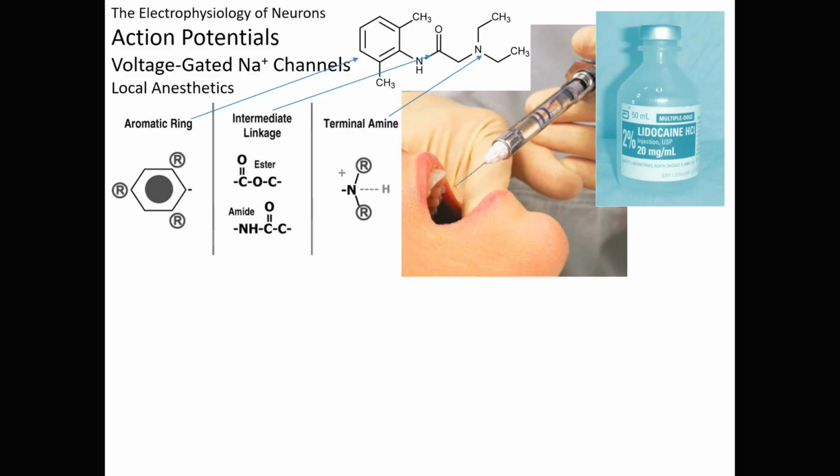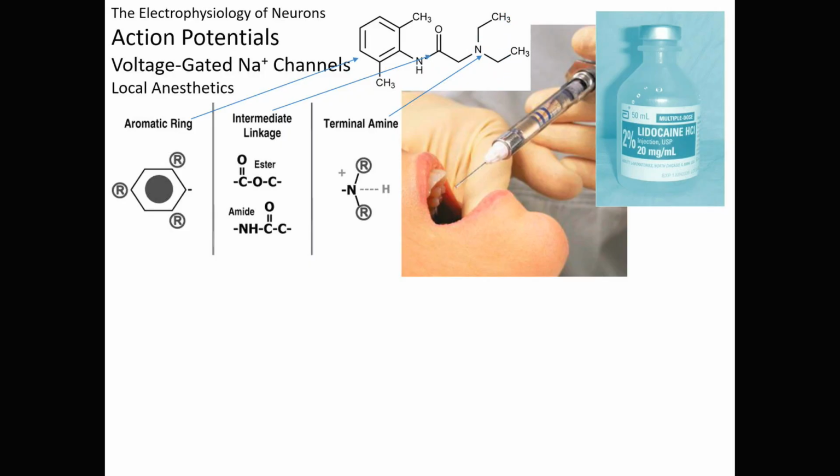Now, there are many different kinds of local anesthetics, and what makes them different from each other is these R groups, right? These things that are substituted onto the aromatic ring or the terminal amine. So if you look, for example, at lidocaine, you can see there's a couple of methyl groups here that are attached to the aromatic ring. And similarly, we've got here a couple of, I think these are probably ethyl groups here that are attached to the terminal amine.